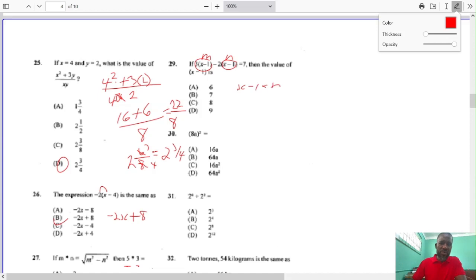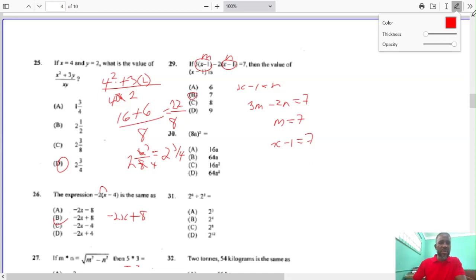So what we have is 3m minus 2m is equal to 7. So 3m minus 2m is equal to m. So m is equal to 7. So therefore, if m is equal to 7, x minus 1 is equal to 7, since x minus 1 is equal to m. So that's one way of doing it, or we can do the laborious way by expanding the bracket and then finding out what x minus 1 is equal to. All right, but m is equal to 7, so the answer for this one is B.